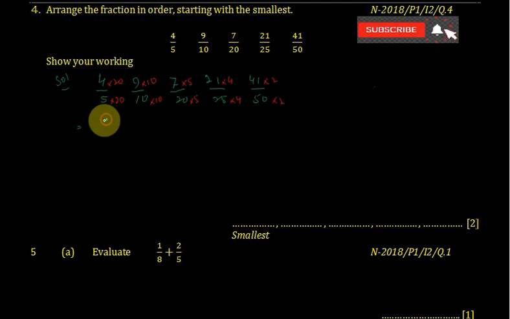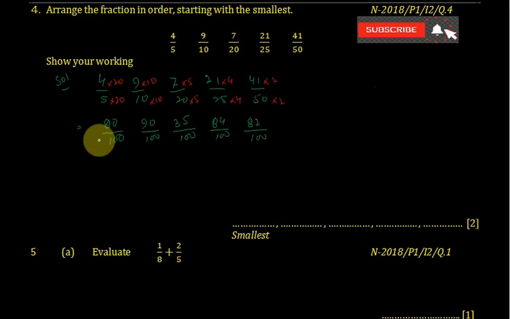4 multiplied by 20 becomes 80, over 5 multiplied by 20, 100. Then 9 multiplied by 10 is 90, over 10 multiplied by 10, 100. Then 7 multiplied by 5 is 35, over 20 multiplied by 5, 100. 21 multiplied by 4 is 84, over 25 multiplied by 4, 100. 41 multiplied by 2 is 82, over 50 multiplied by 2, 100.